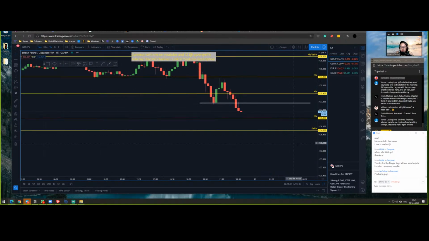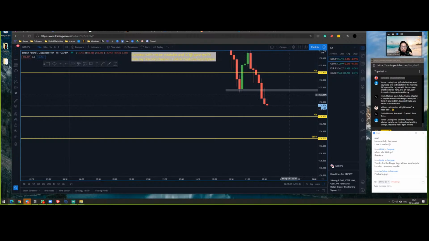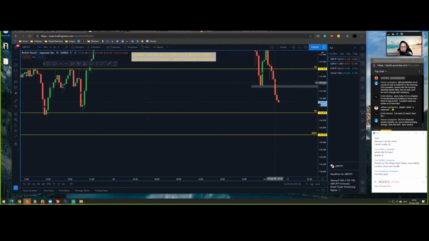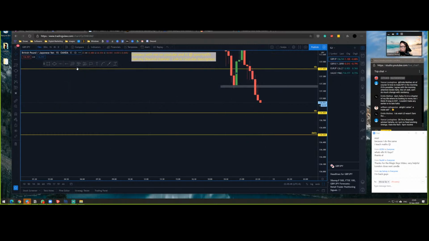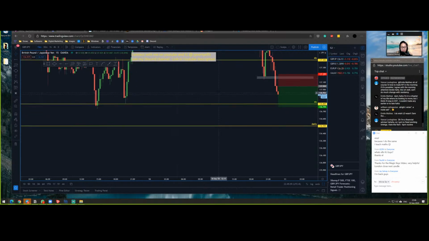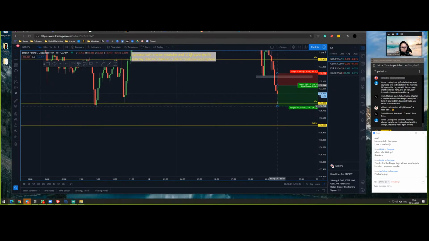So if you entered that short, just manage your stop loss accordingly. If you entered somewhere around this area here, think about how you want to tighten up your stop loss. Maybe you want to be at break even once it passes a certain area or something like that. It's a 25 pip move.